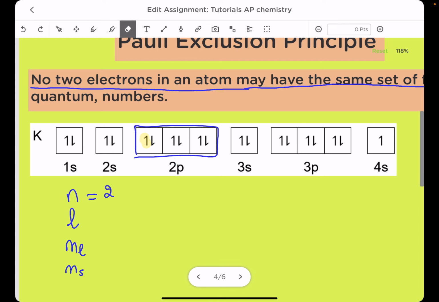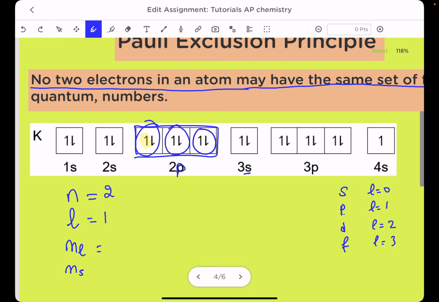Next, l: where exactly is this electron? This electron is in p, not in s or d or f, it's in p. So the l of this electron is equal to 1, because for s, l is 0, for p, l is 1, for d, l is 2, and for f, l is 3. So here, the electron is in the p sublevel. Now, this sublevel is divided into 3 orbitals: 1, 2, 3, three boxes.